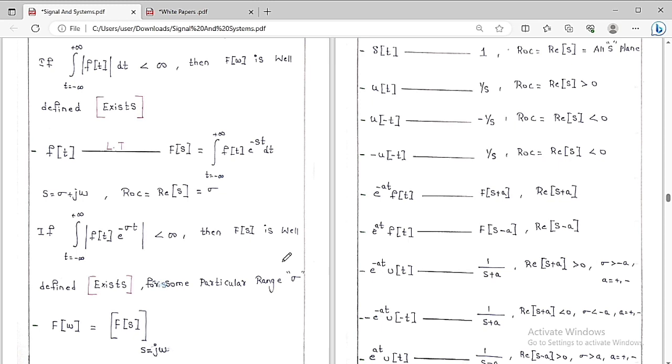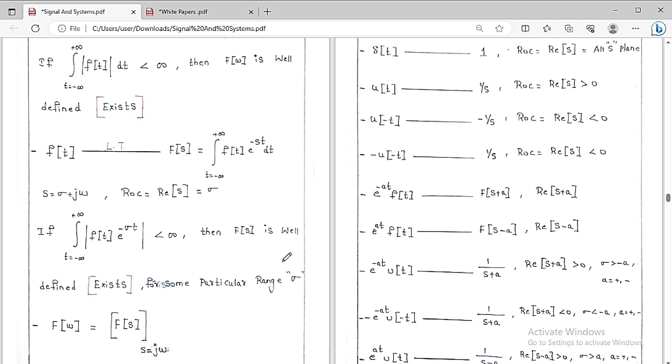So, the meaning of the Laplace transform: when f of t is transformed, we get F of s, which is equal to the integration from t equals minus infinity to plus infinity of f of t into e to the power of minus st dt, where s is equal to sigma plus j omega. The ROC is the real part of s, which is sigma. So if the integration of mod of f of t into e to the power of minus sigma t is less than infinity, then only F of s is well defined for some particular range of sigma, that is called the ROC. This is a point you always have to keep in mind.